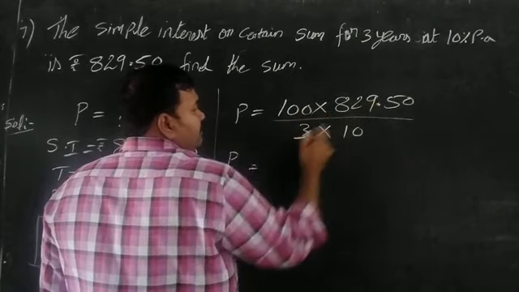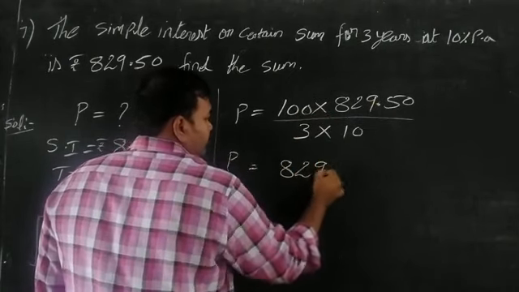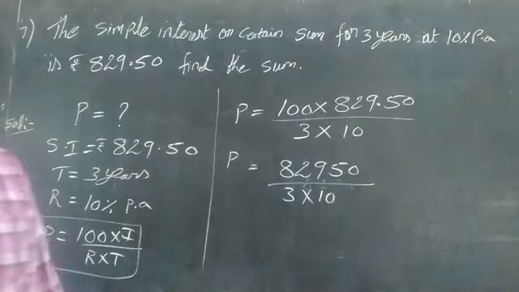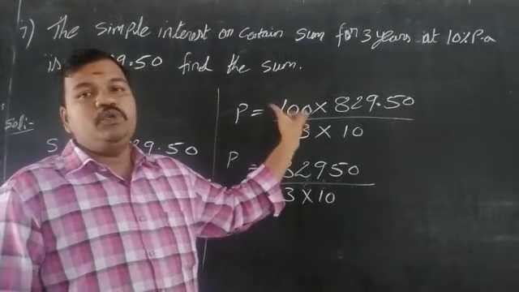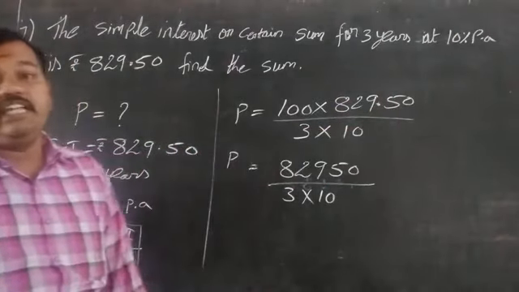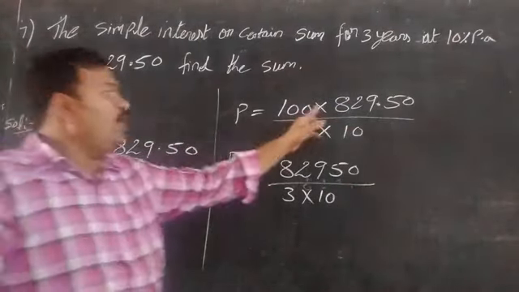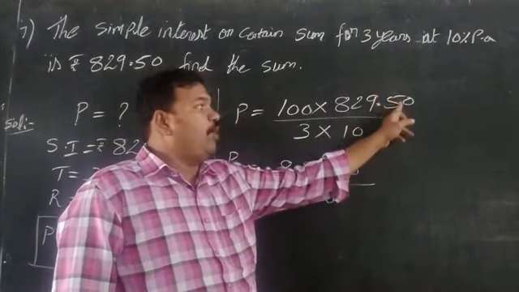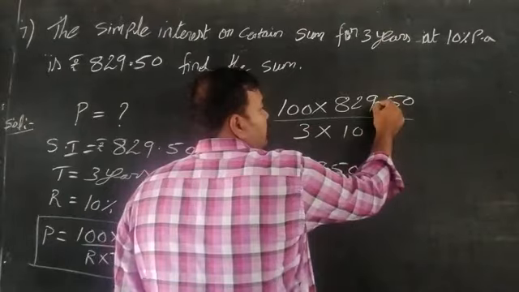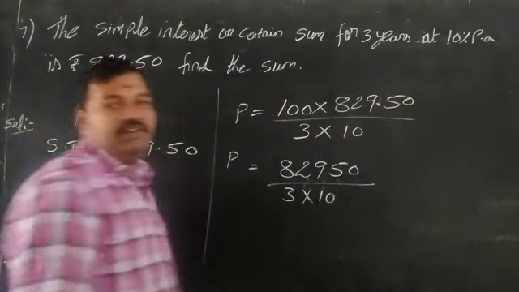This 100 will multiply, meaning the decimal point will move, by 3 into 10. We already learned this. These two zeros will go to the decimal point, changing the decimal point by 2 places. The point will shift 2 places, 1, 2. So the point will be removed.